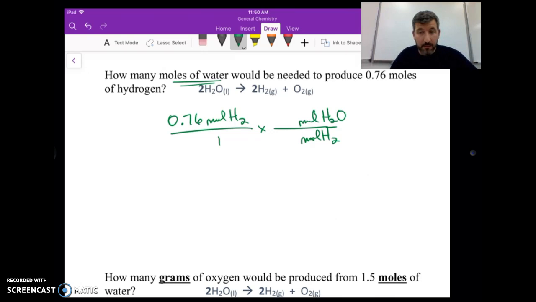And I get that ratio from the balanced equation, right? So moles of H2O, there's 2. Moles of H2 is also a 2, which means 0.76 times 2 divided by 2, which is still just 0.76. And that's my answer.